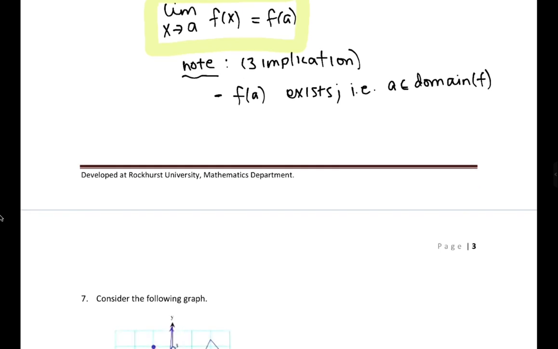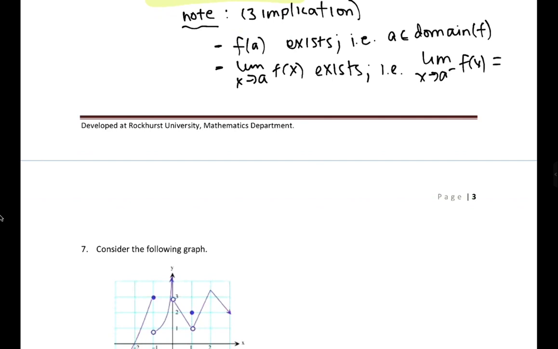Another implication, this is my next bullet point, is that the limit as x approaches a of f of x exists. It doesn't equal infinity, it equals a specific number. And for the two-sided limit to exist, both the left and the right limit have to exist and be equal to each other. So we know that the limit as x approaches a of f of x also exists, i.e., the limit as x approaches a from the left of f of x is equal to the limit as x approaches a from the right of f of x, okay?